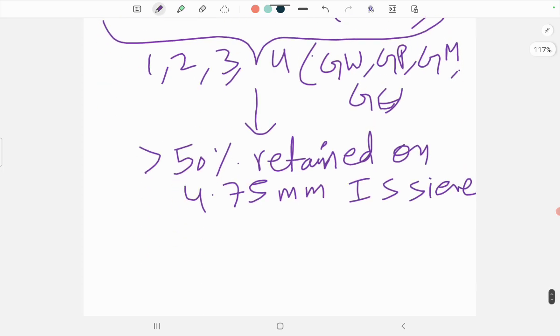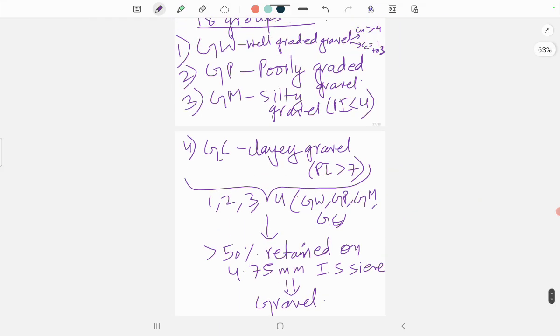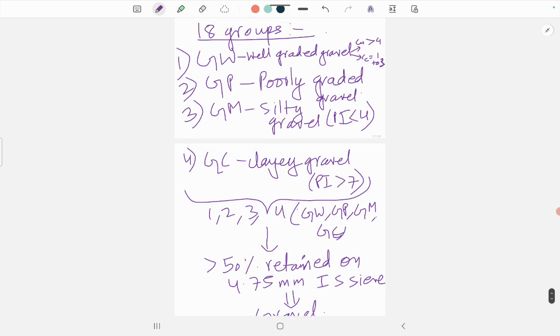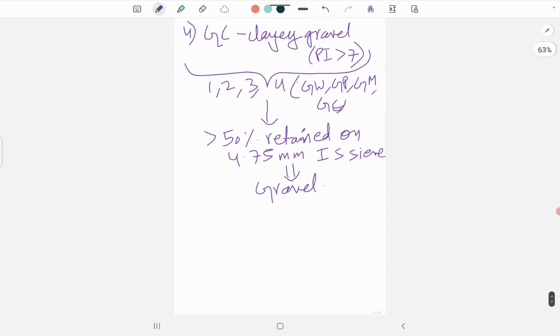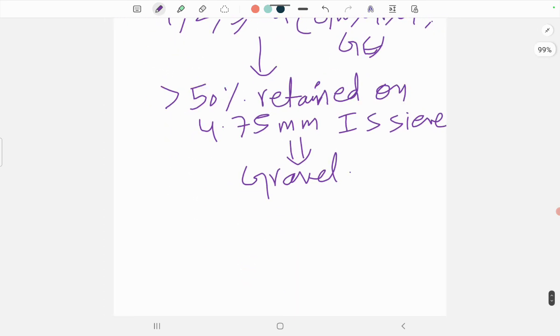So in such a case, these are known as gravel when greater than 50% is retained. For these 1, 2, 3 and 4 to happen, greater than 50% should be retained on the 4.75 mm IS sieve. So we completed 4 groups out of the 18 groups.